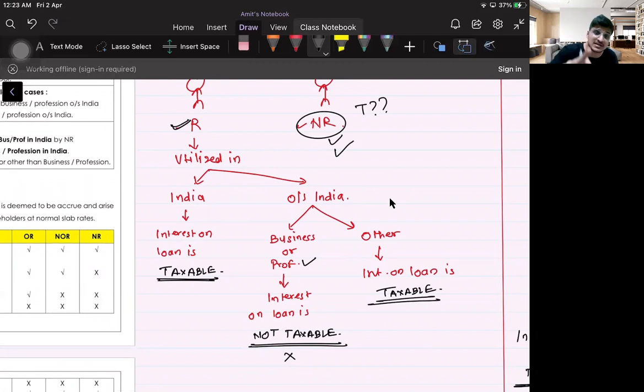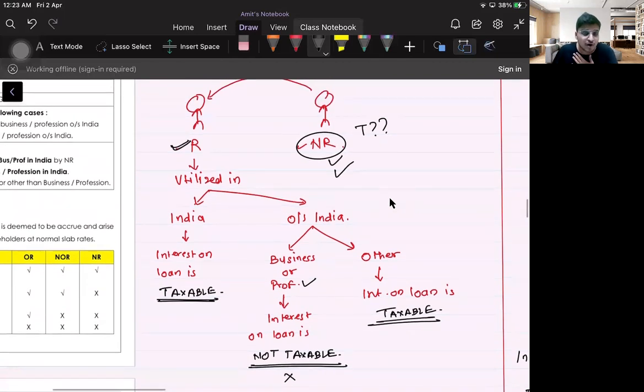But agar wohi resident banda utilize kar raha hai woh loan, know-how and technical service outside India, but not for business and profession, but for other purpose, then in that case, interest ka jo payment hoga, royalty ka payment hoga, or FTS ka payment hoga, that payment will be the income for non-resident. For the non-resident, will it be taxable? Answer is yes, because the resident is utilizing that money outside India, but for other than business and profession purpose. That's why it will be taxable.